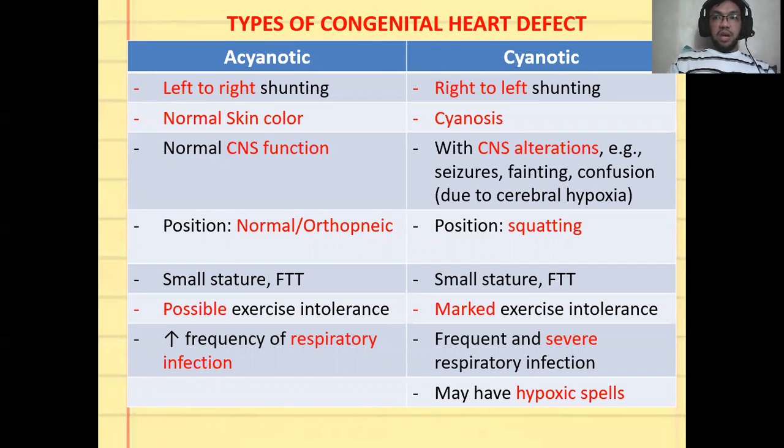So it's not yet dangerous because some of the oxygenated blood from the left side of the heart will be mixing with the unoxygenated blood at the right side of the heart. That's why the skin color of infants who have acyanotic CHD is still normal. They still have a normal CNS function. Position is normal or orthopneic, but they may have a small stature or may develop failure to thrive.